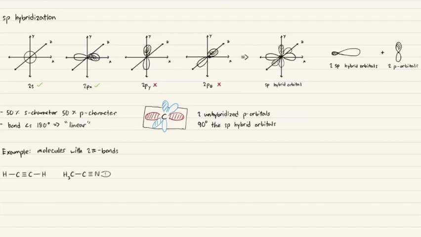sp hybridization is most commonly observed in situations where a single atom forms two pi bonds or a triple bond. For example, in alkynes and nitriles, or CN groups, the carbons and nitrogen are all sp hybridized. Just as with the other hybrid orbitals, sp orbitals can house non-bonding electron pairs, as seen with the electron pair on nitrogen in a nitrile.